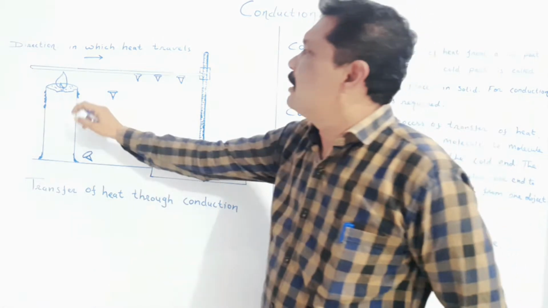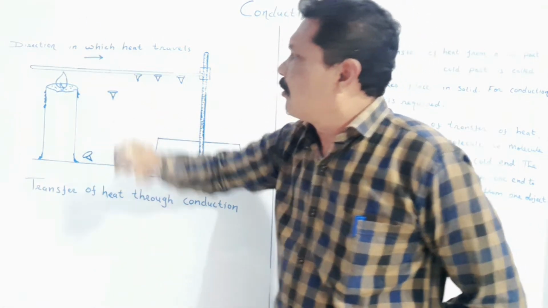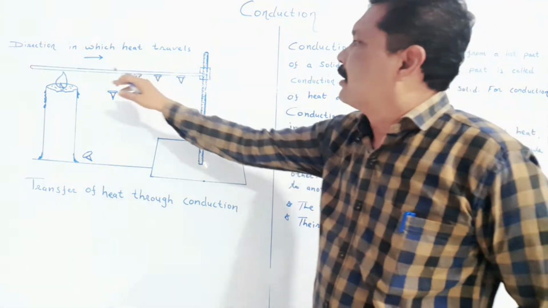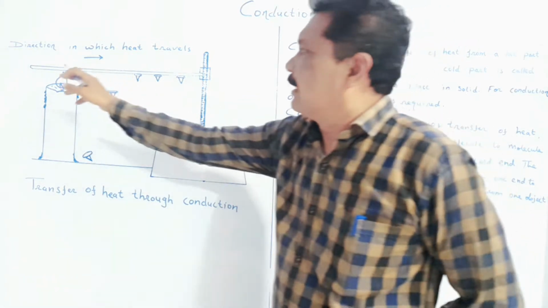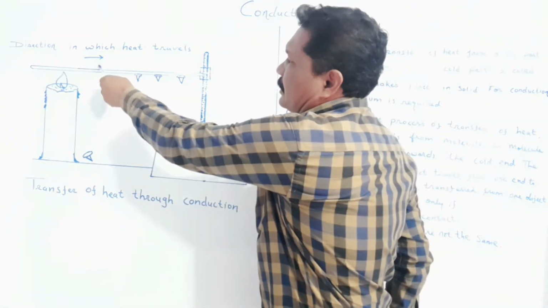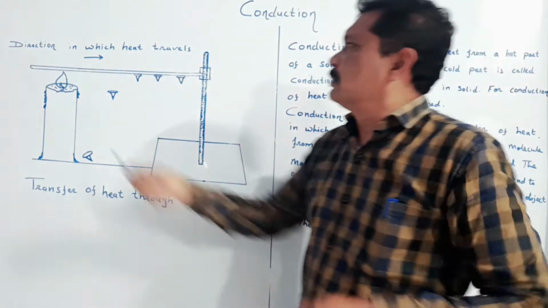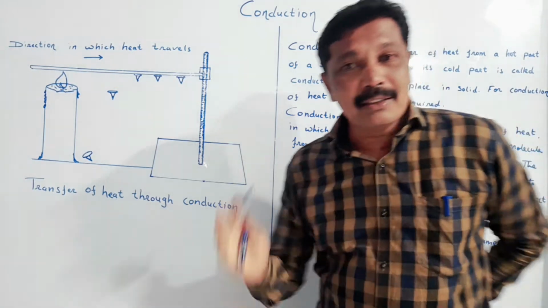My dear student, when we started heating one end of the iron rod, there was a transfer of heat, and the transfer of heat started in this direction, which is given by an arrow. So, the direction in which the heat traveled. And what is this direction?